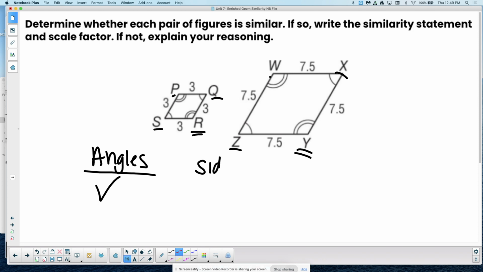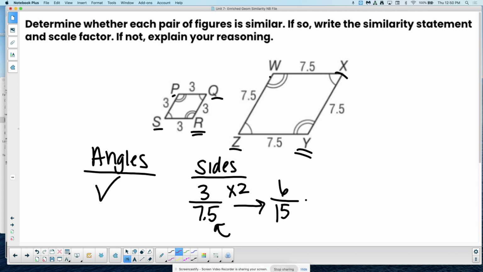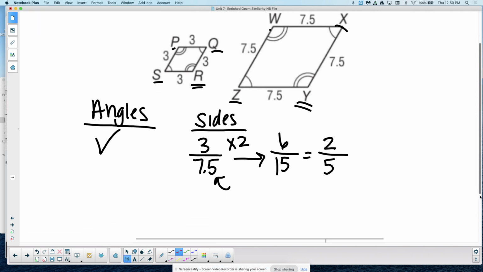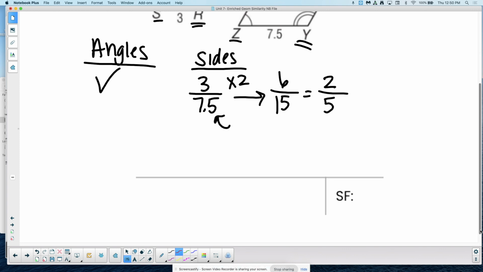Our sides. Well, if we look here, folks, we only have the rhombuses, right? There's only 2 different numbers. So I'm going to put my smaller one on top, so 3 over 7.5. We get that pesky decimal again. That's okay. I'm going to multiply by 2. 3 times 2 is 6. 7.5 times 2 is 15. I notice that 3 goes into both of those, so 6 divided by 3 is 2. 15 divided by 3 is 5. So there's our scale factor. Our scale factor is 2 over 5, or 5 over 2, doesn't matter.